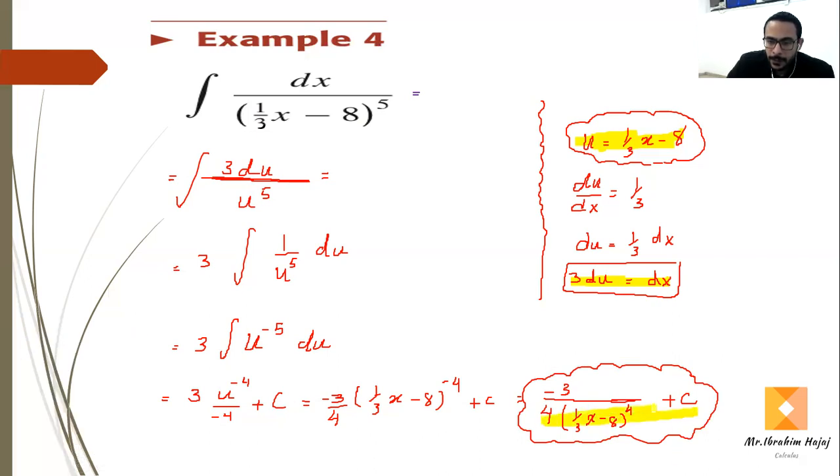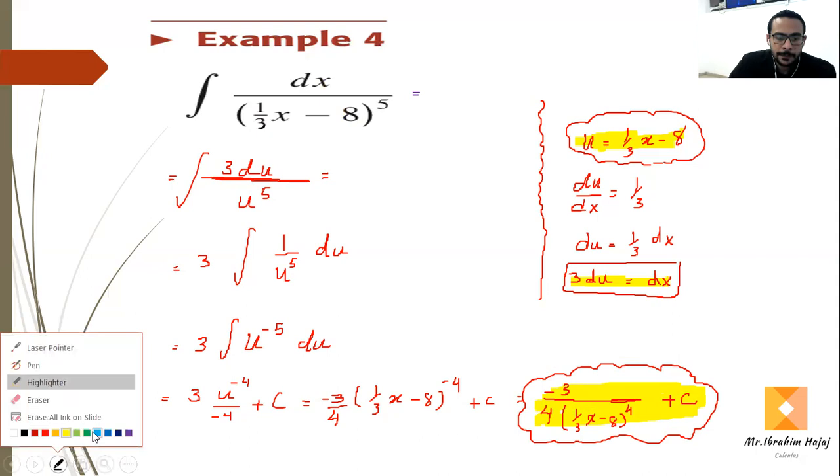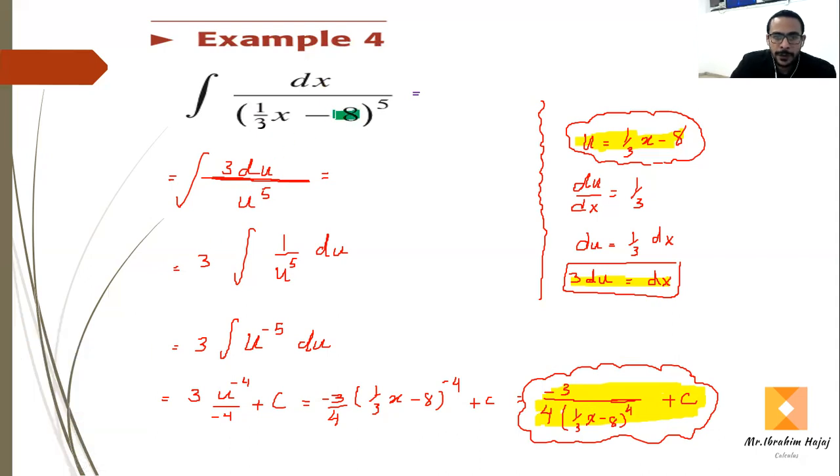So I'll find here your answer. This is your final answer: negative 3 over 4, 1 over 3x minus 8 to the power of 4 plus c. Any question? Again, guys, what did we let here? We let 1 over 3x minus 8 be u, by using our method today, the substitution method.